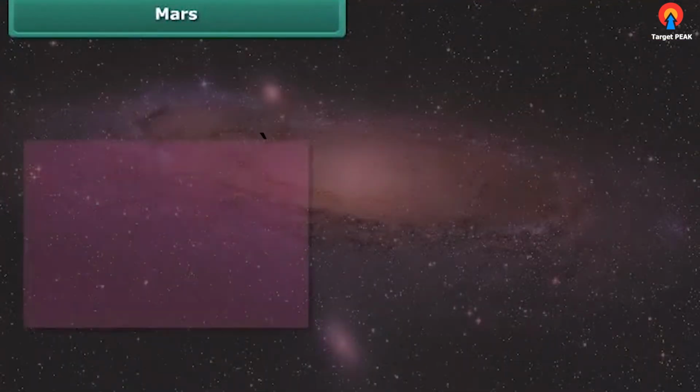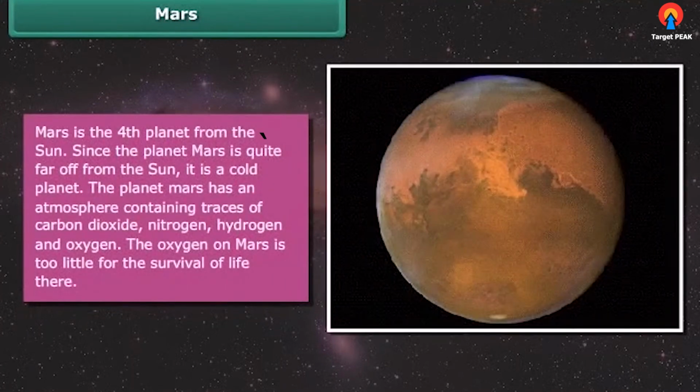Mars. Mars is the fourth planet from the Sun. Since the planet Mars is quite far off from the Sun, it is a cold planet. The planet Mars has an atmosphere containing traces of carbon dioxide, nitrogen, hydrogen, and oxygen. The oxygen on Mars is too little for the survival of life there.